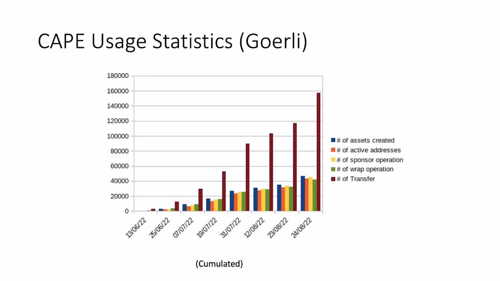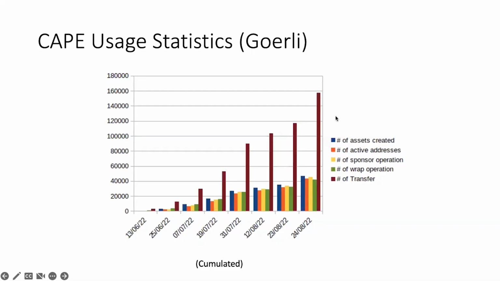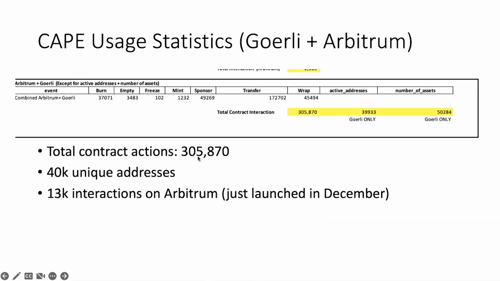So some statistics for CAPE. These statistics are a bit old, but you can see we've had a lot of users interacting with it on testnet, even though it's only on testnet. We saw some exponential growth, and the total aggregate statistics now are that 305,870 total contract actions have occurred across Goerli and Arbitrum. There's 40,000 unique addresses, and we just launched on Arbitrum 2 weeks ago, and there's already 13,000 interactions. So it's cool to see people experimenting with it.